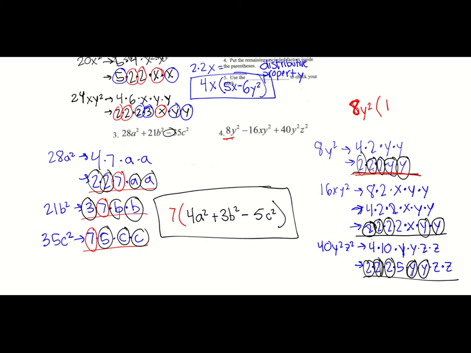That's my first term. Then I'm going to subtract. Down here I have a 2 times x. And then in my final term I have a 5z times z, which gives me 5z squared. And that is my final answer for number 4.